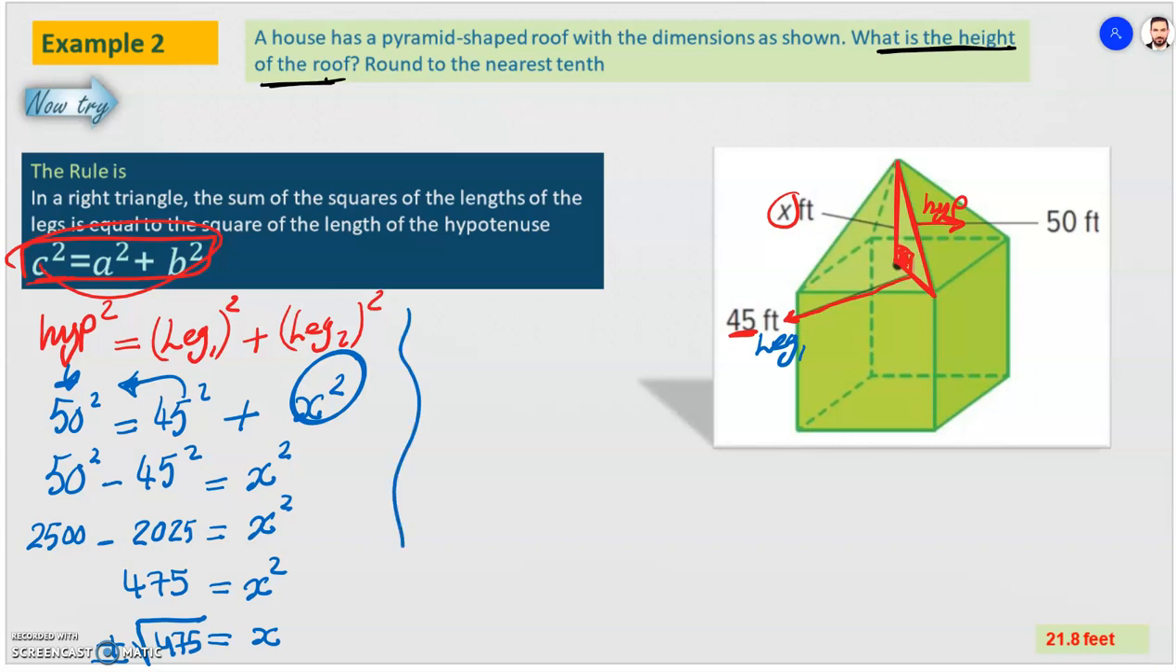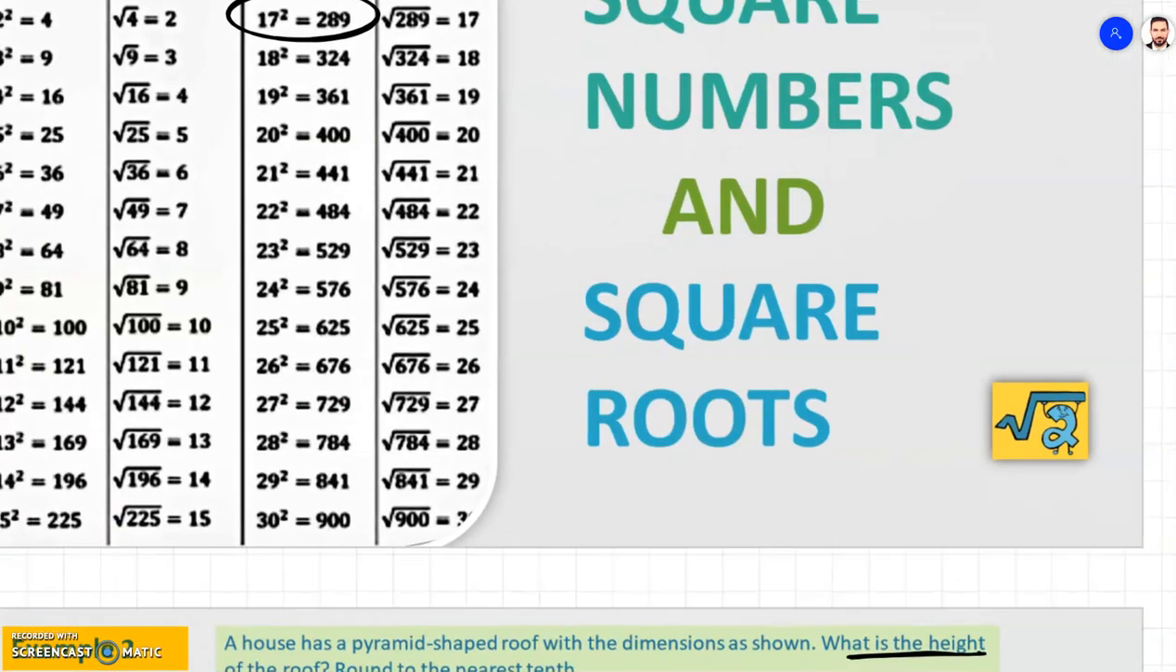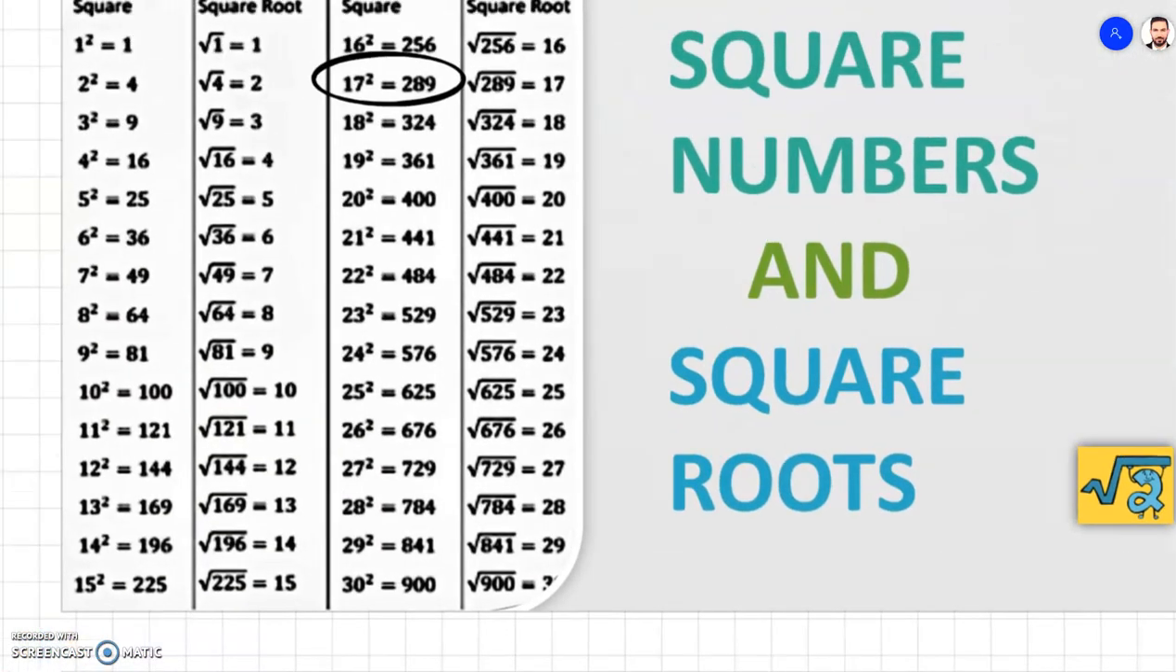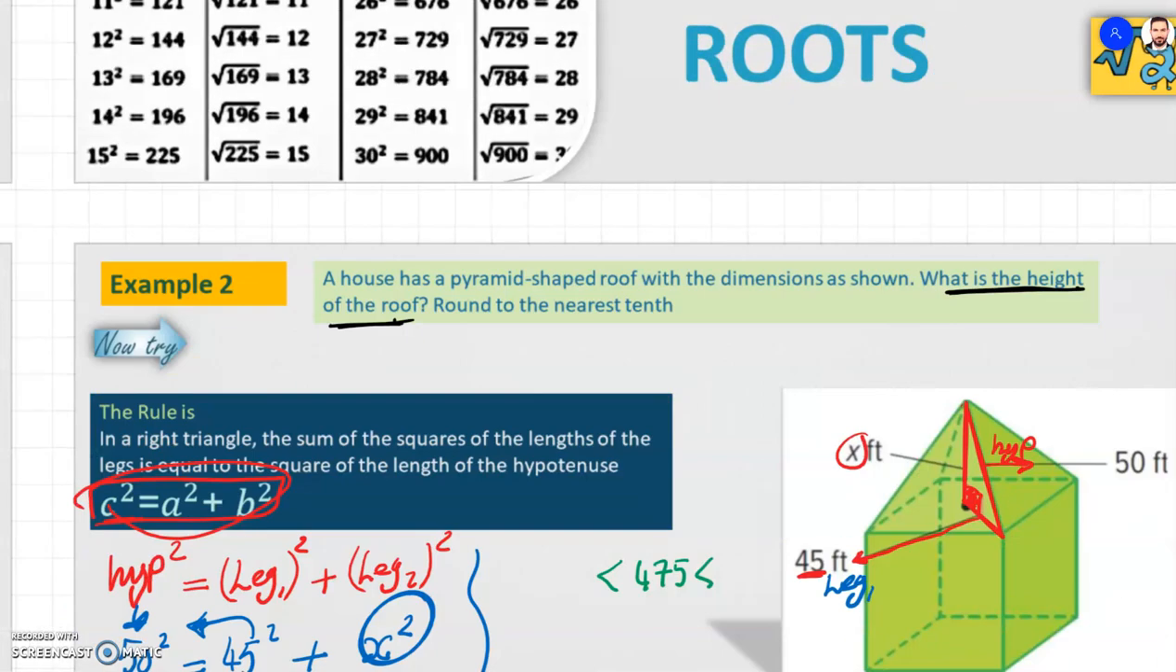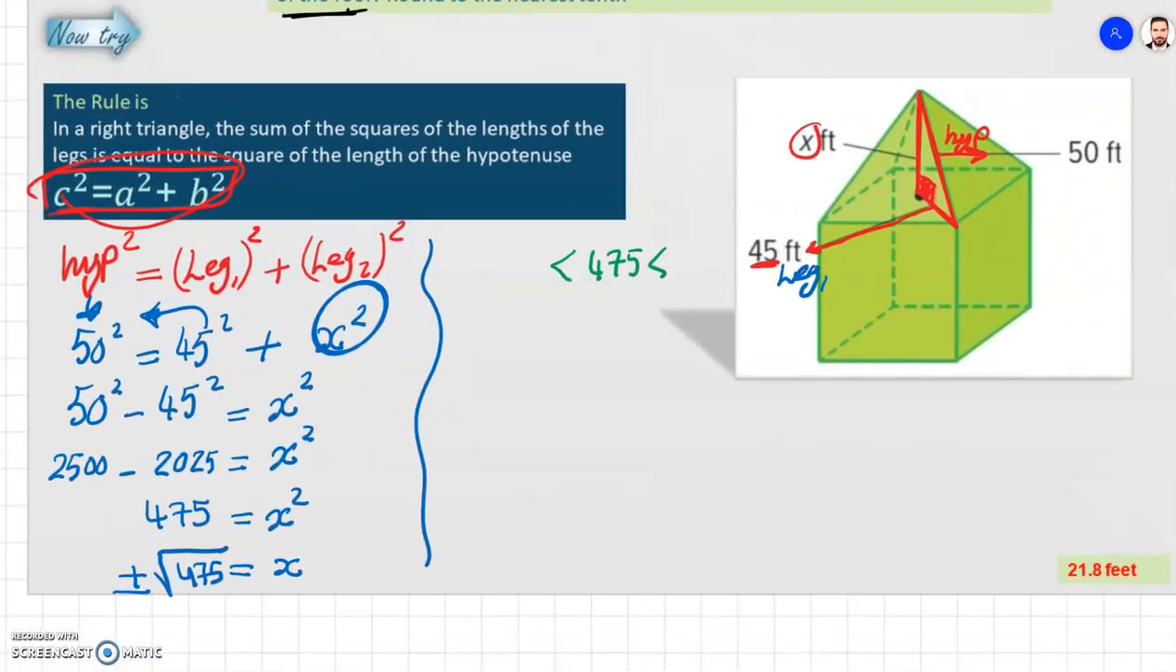You will write in the middle 475, which is in between two numbers. In between what and what? You will see here, for the number 475, you will get the numbers 441 and 484, which are the squares of 21 and 22. Okay, so 441, 484.